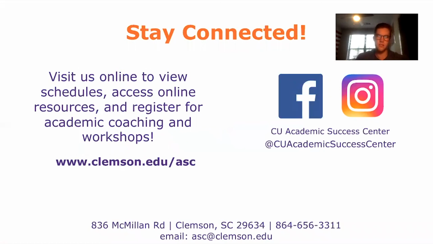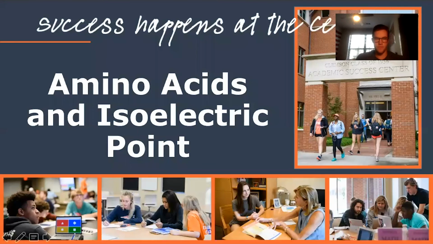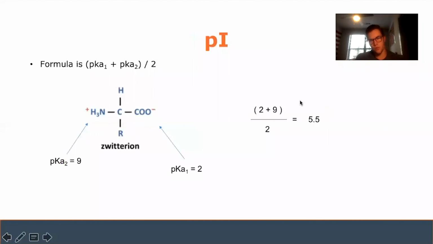But keep in mind, this is pretty straightforward for an amino acid like this. This could be glycine, something like that, without a side chain that has a charge on it. But it gets a little more complicated if you have an amino acid that does have a charged side chain, because that is another variable that can either accept or donate a proton. So in the next video, I'm going to go over how you can find the isoelectric point of an amino acid that has a charged side chain.